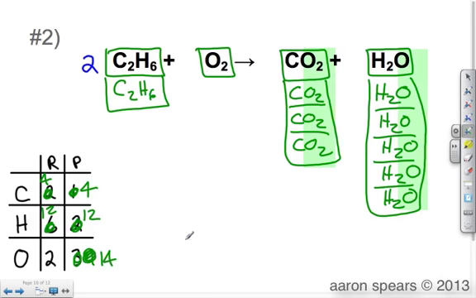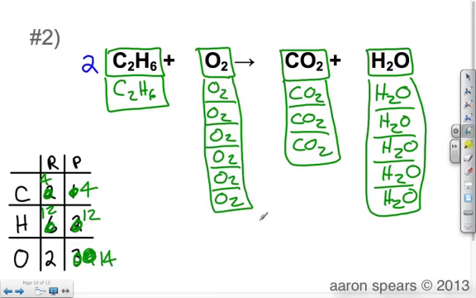Now having saved oxygen for last, for obvious reasons, I need to get 12 more oxygens on the reactant side so they're balanced with the product side. So if I add 6 more boxes of O2 molecule, I now have a total of 14 oxygen atoms on the reactant side. Looking at my inventory list, each type of atom is balanced from the reactant to the product side. So now what I want to do is simply count up my boxes to get my coefficients.